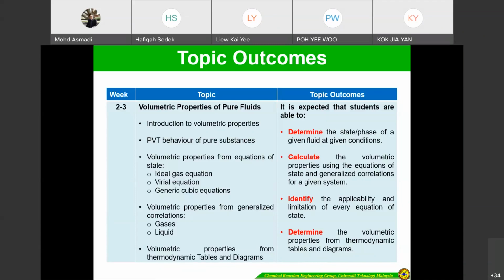And then volumetric properties from thermodynamic tables and diagrams, but not all components can use the tables and diagrams. That's why we need these equations, like the virials and also the generic cubic equation. And the generic cubic equation we can divide into Redlich-Kwong, Soave-Redlich-Kwong, as well as Peng-Robinson, and vapor liquid equations. But we still need information from the Redlich-Kwong, Soave-Redlich-Kwong.